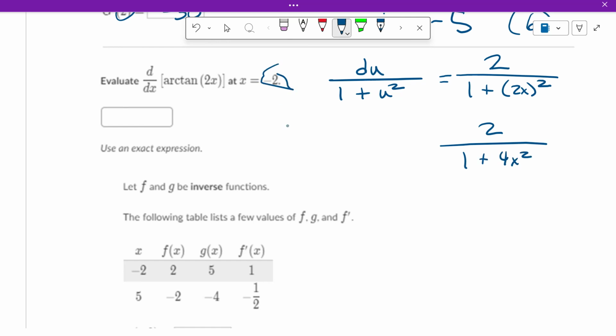Then you're going to put a negative 2 in for the x. Negative 2 squared is 4. 4 times 4 is 16. 16 plus 1 is 17. So it's 2/17.